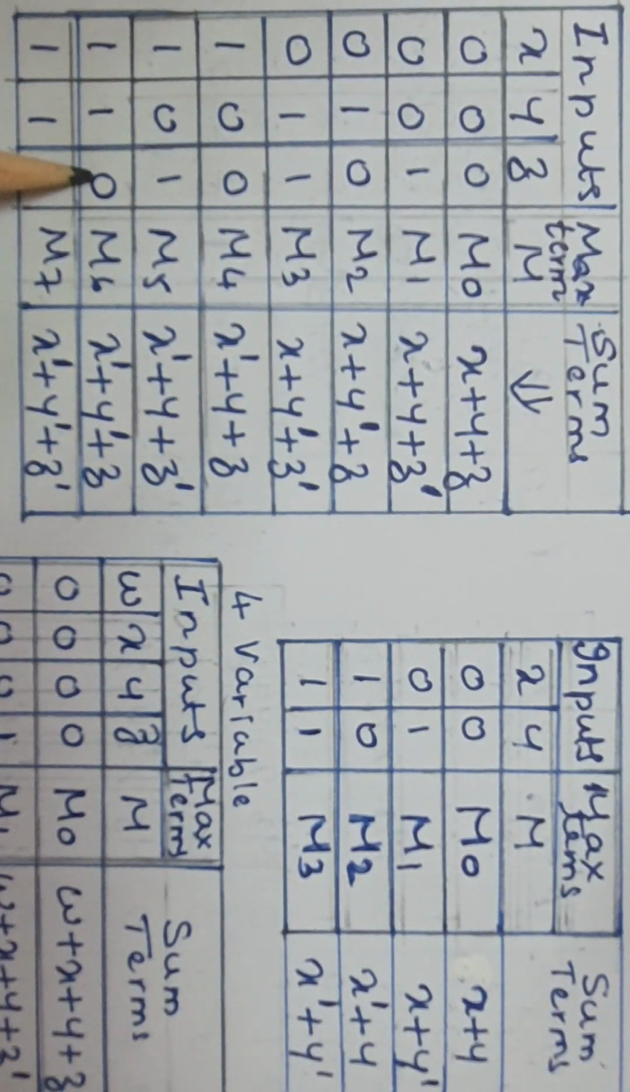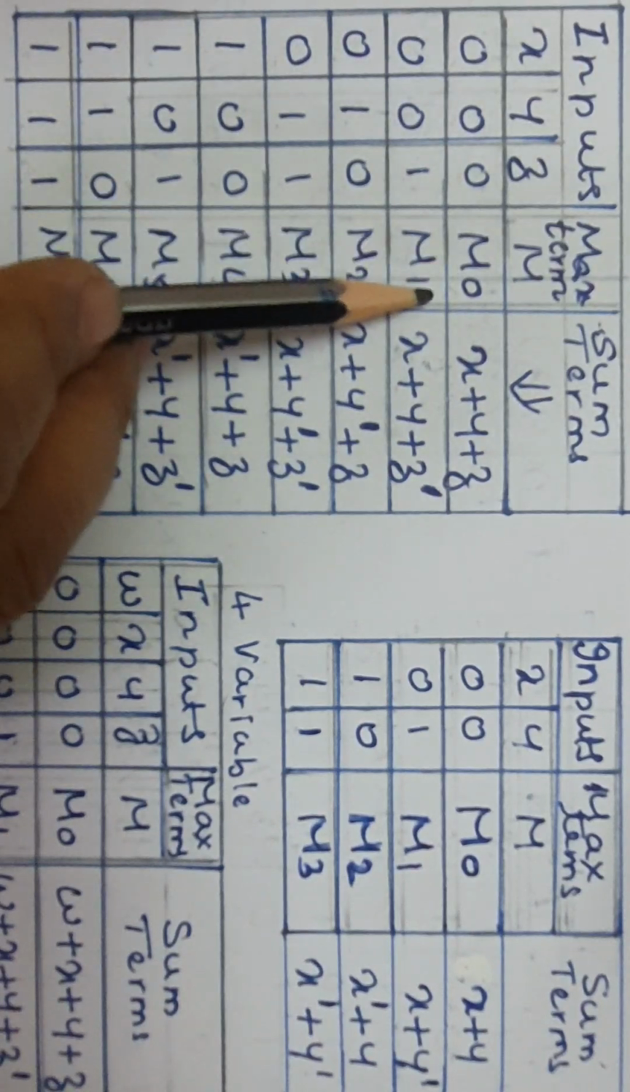So 1, 1, 0 means m6. So x is 1, x dash, y is 1, so y dash, z is 0 means z as it is in between plus sign. So 1, 1, 1 means that is m7. For that sum term, x is 1 means x dash, y is 1 means y dash, z is 1 means z dash, with plus sign.